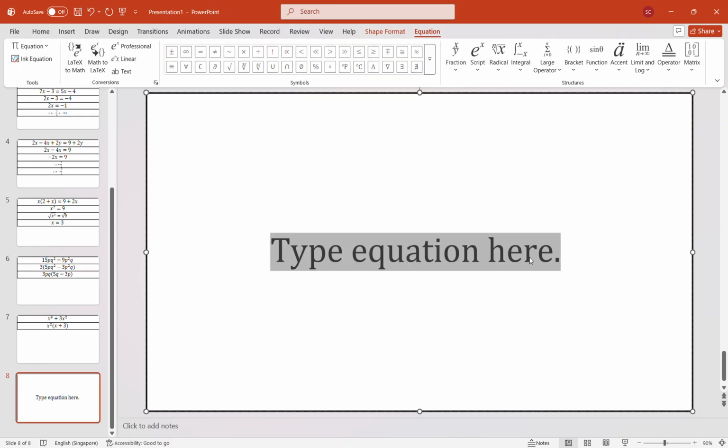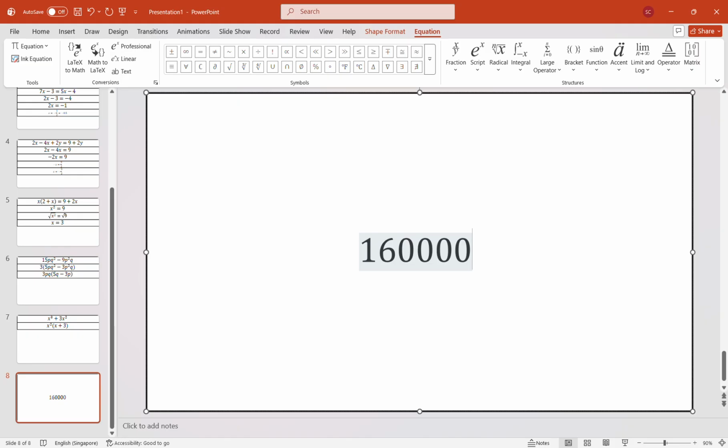Now this is useful when you're doing mental sums. For example, 160,000 minus 36. Wait, no, let me make it more challenging for you. There we go.